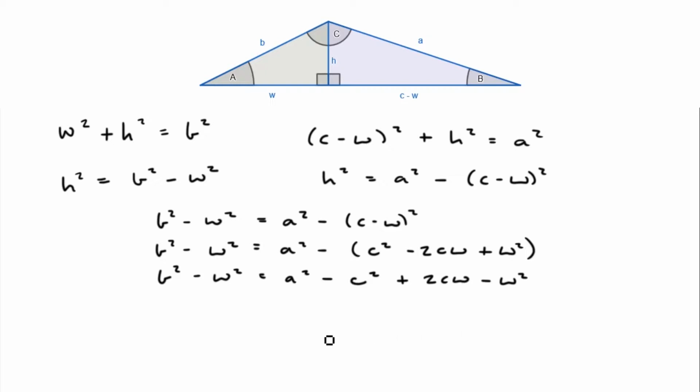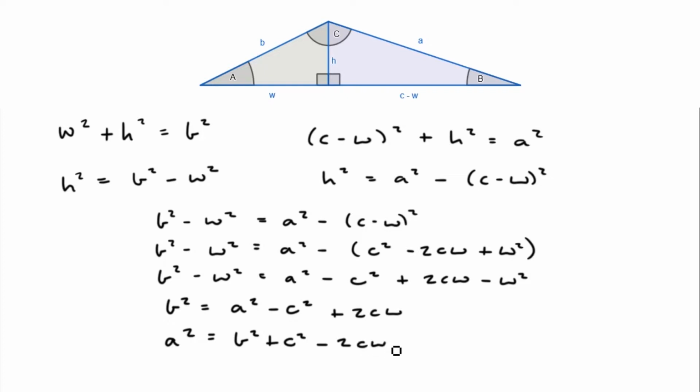Realizing that both of these sides end with a subtract w squared, we can add that to both sides to end up with b squared is a squared subtract c squared plus 2cw. And then just slightly rearranging this, we have that a squared is b squared plus c squared subtract 2cw.